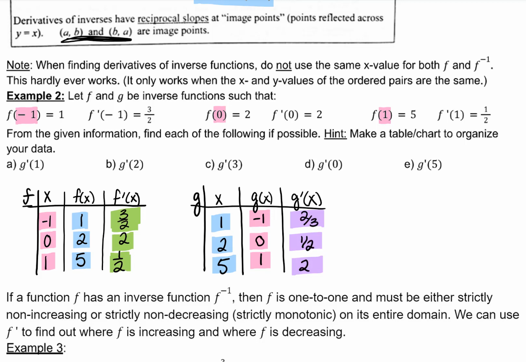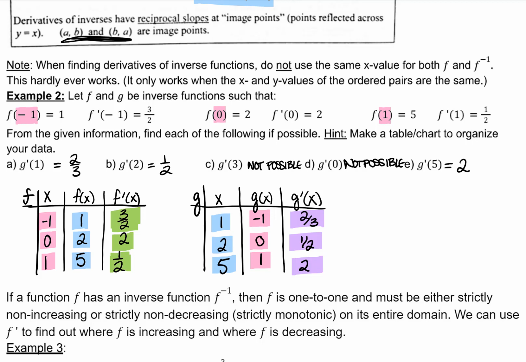Now our chart can help us answer questions A through E. g prime of 1 is 2/3. g prime of 2 is 1/2. g prime of 3, we were not given enough information to know that. g prime of 0, again, we were not given the image point for 0. g prime of 5 is 2.